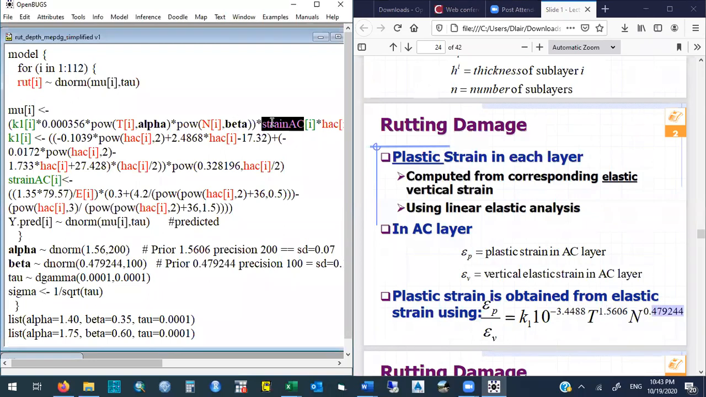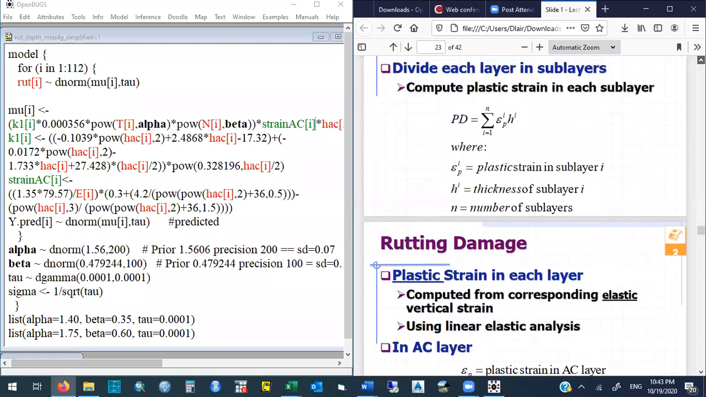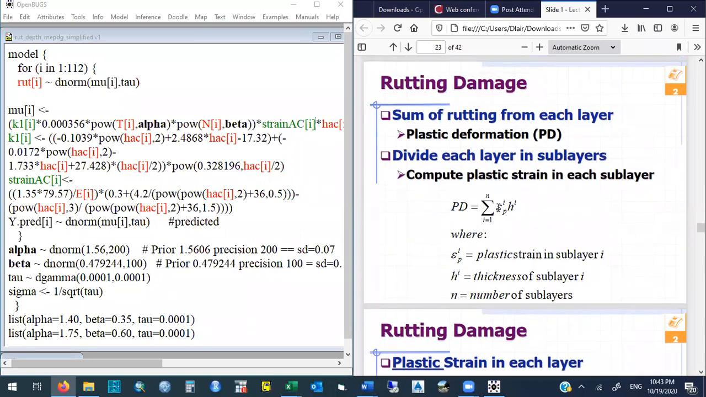And then I have the strain ACI, which is coming from this value, EV here, sorry. Because I have EP, right? We're clear on that? So this EV goes on the other side and multiplies. And then that E value is multiplied by the thickness, H. So that's why I have my H here.